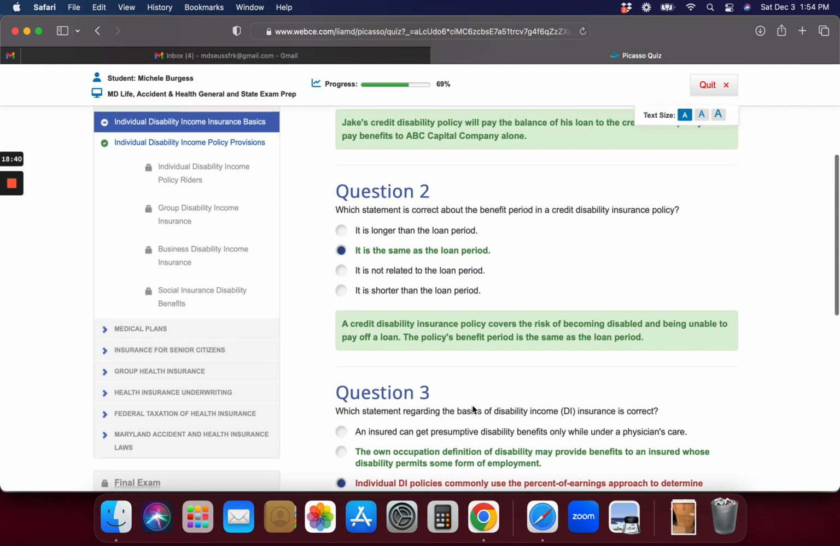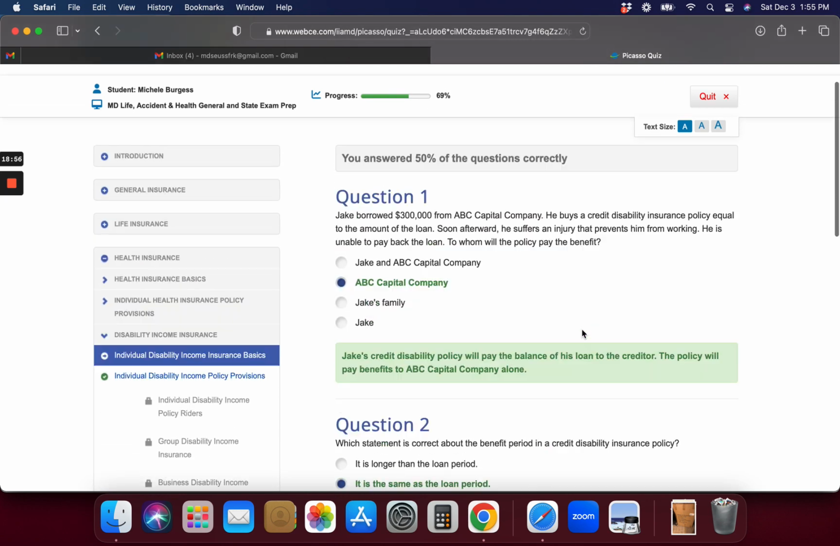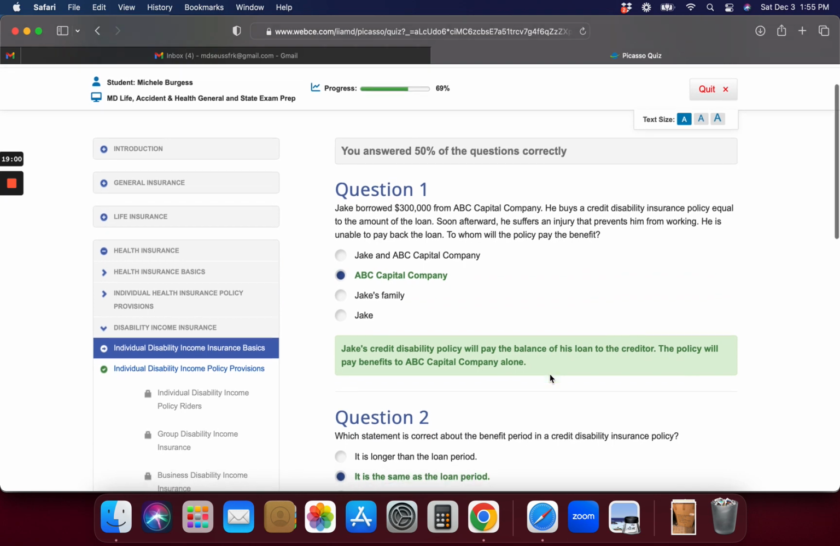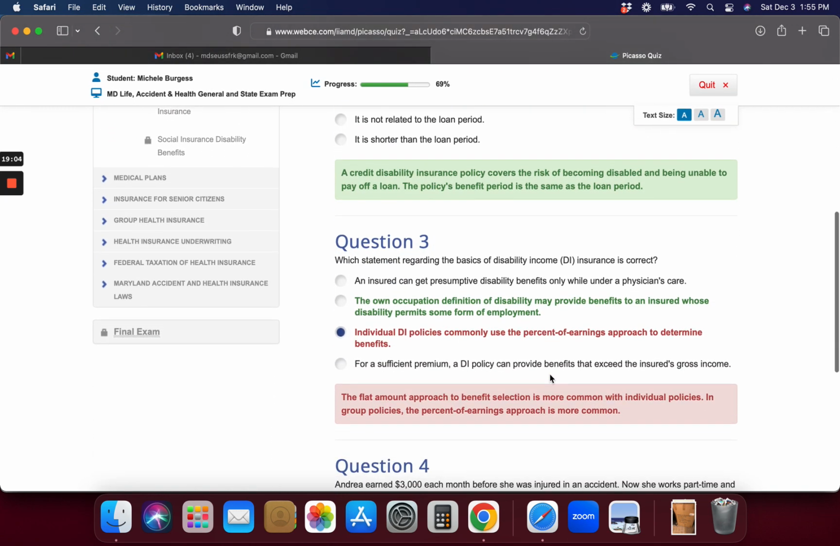Okay. All right, this was a total guess, and I got it right. A credit disability insurance policy covers the risk of becoming disabled and unable to pay off the loan. Policy's benefit period is the same as the loan period. All right, ABC Company alone will pay the balance of his loan to the creditor. Nice. Wish I could have that on all my loans. Just send the bill to somebody else, please.